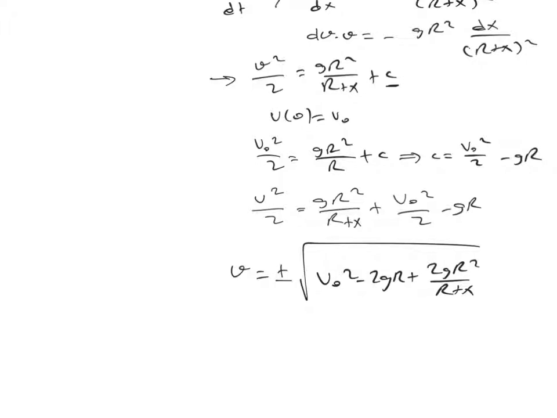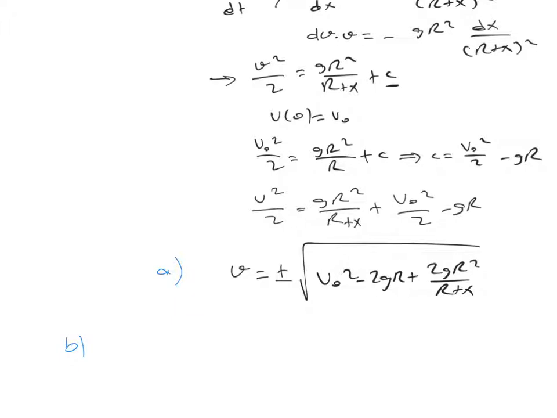Note that velocity is a function of distance here, not time. And the plus sign must be chosen if the object is moving away from the Earth, and the negative sign must be chosen if the object is getting closer to the Earth. And this was part A. Let's continue with part B.